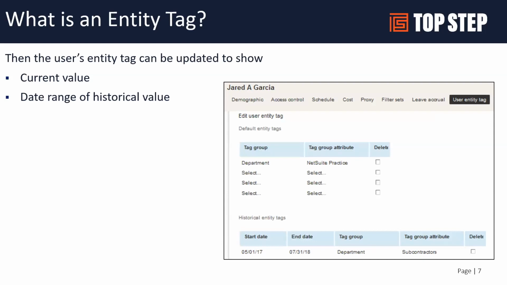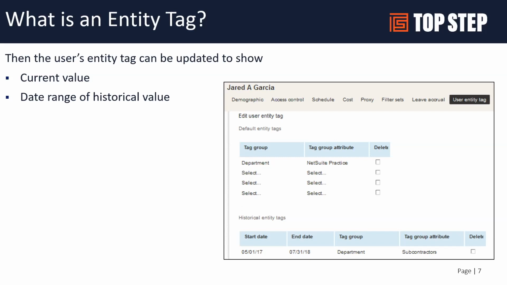All right, so like we were talking about, we have the default entity tag, which is effectively our current value. You'll notice that there's no start or end date associated with the default. This is quite simply what is in the system. Then below here, we have the historical entity tags, which do have a start and end date.